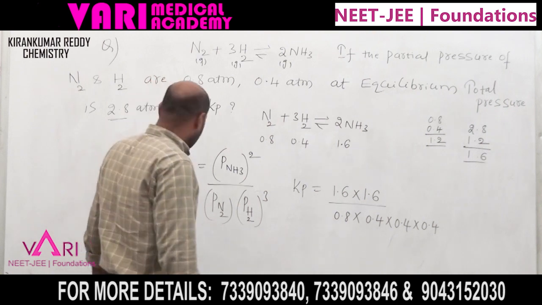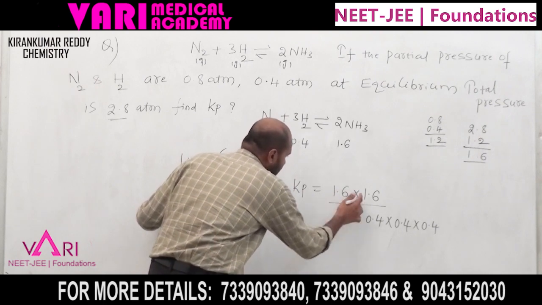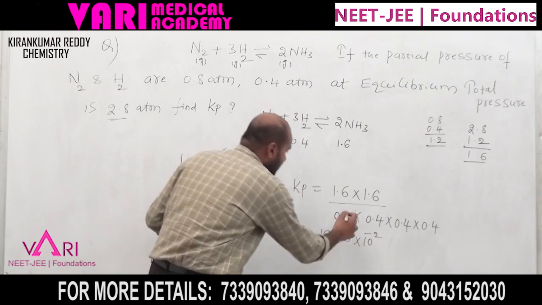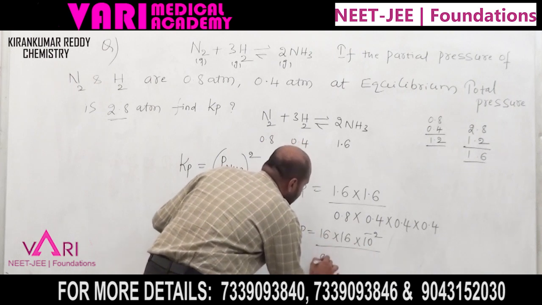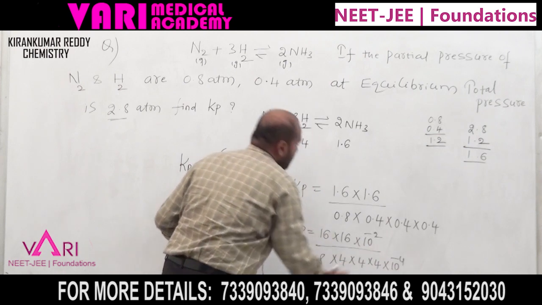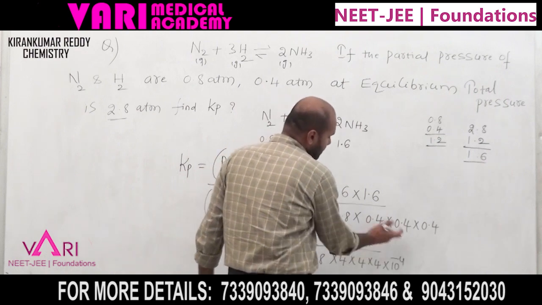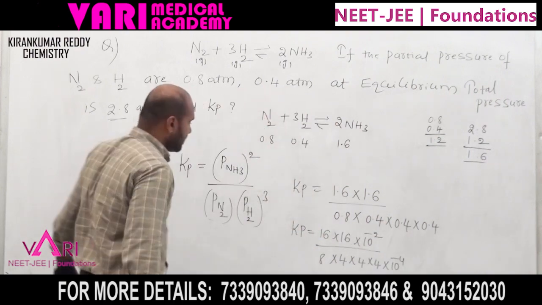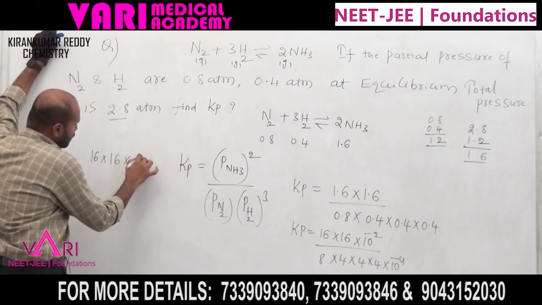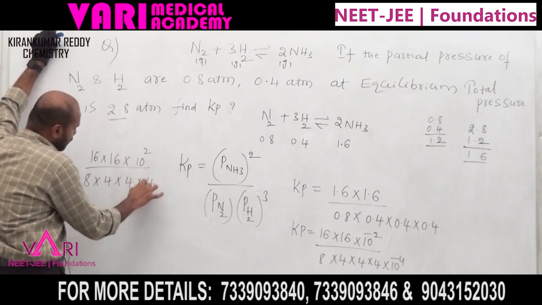Now, how to calculate easily? I am removing the decimals: Kp is equal to 1.6 means 16 into 16 into 10 to the power minus 2. Here also, we write 8 into 4 into 4 into 4 into 10 to the power minus 4. Yes sir, I am removing the points like that. This 10 to the power minus 4 comes to the numerator side, so 16 into 16 with 10 to the power 2, divided by 8 into 4 into 4 into 4.